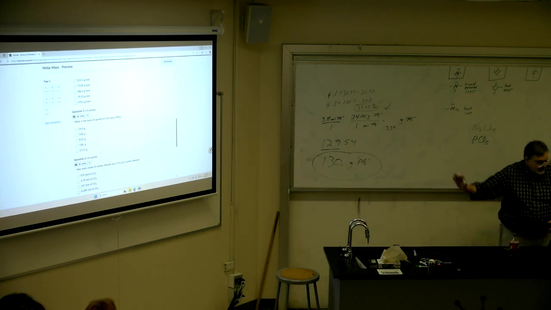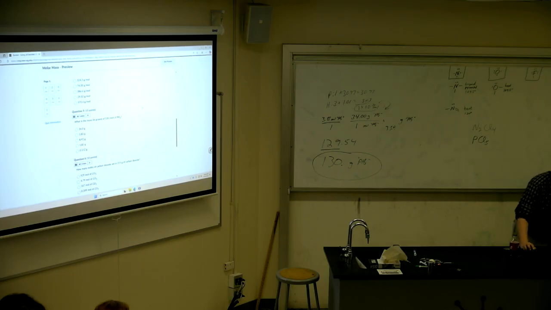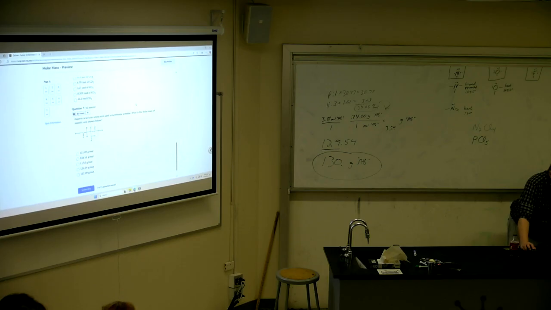It's 130 grams. So in this case, we had to calculate the grams per mole for pH 3, and then we used that relationship to go from moles to grams. And those are the types of problems here.